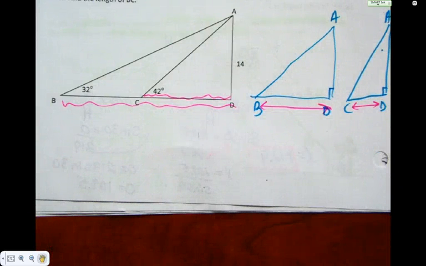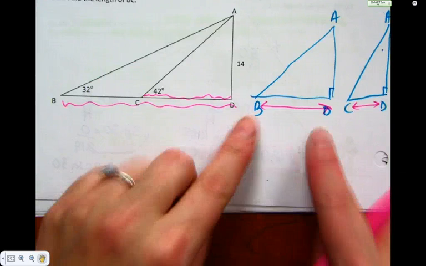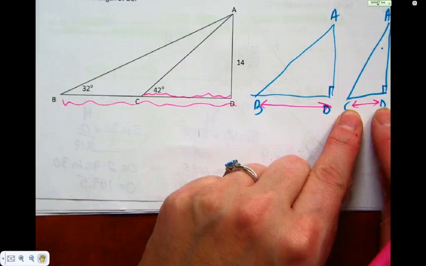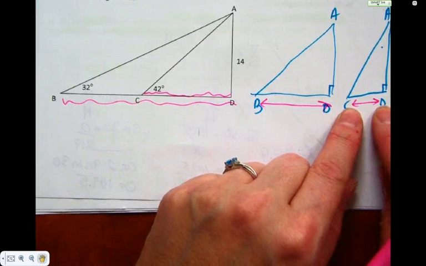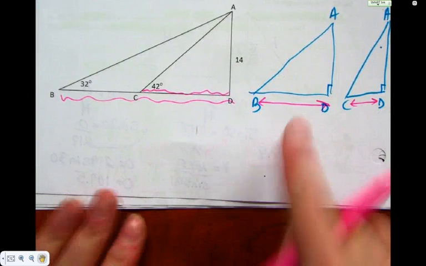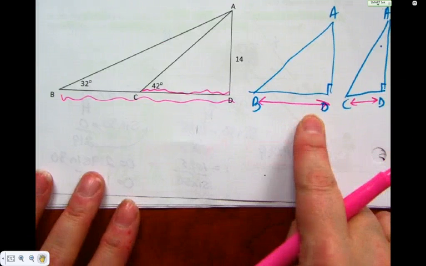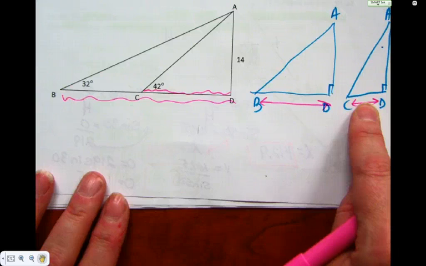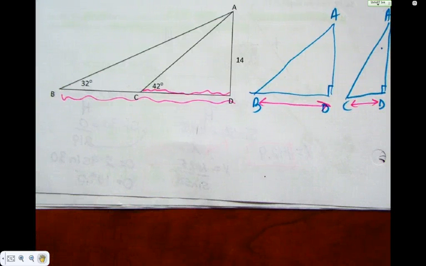How is that going to help me find BC? Because then we can subtract. So if I can find B to D, and I can find C to D, how do I find B to C? Subtract. So step 1, you're going to use the big triangle to find BD. Step 2, you're going to use the little triangle to find CD. And step 3, subtract. Give you a couple minutes with your partner. Or by yourself.